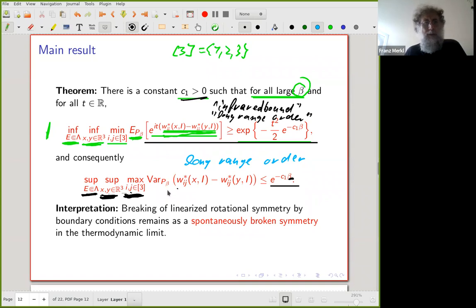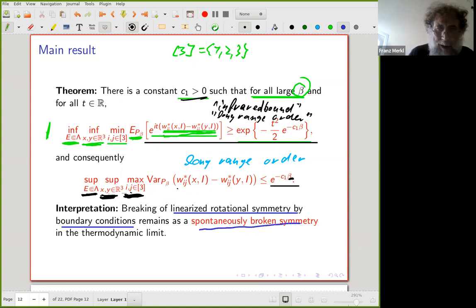We can interpret it as follows. Linearized rotational symmetry is, by the boundary conditions, at least at small temperature, spontaneously broken in the thermodynamic limit, even in the presence of dislocation lines. The thermodynamic limit means that you can take the box here, where you have your dislocation lines, as large as you want.